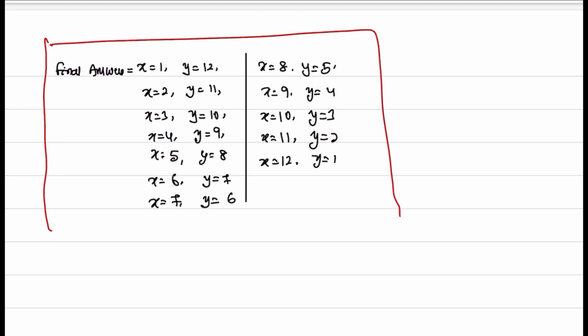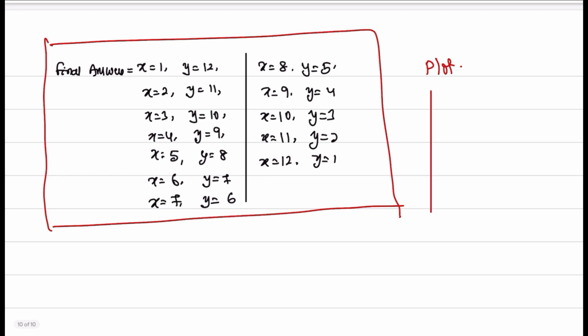Can we plot them? What happens? X plus y is equal to 13. That graph we have to take. Let us try to plot it for positive integers, because ultimately geometrical representation is also required. X is equal to 1, y is equal to 12, let us say here. X is equal to 2, y is equal to 11, let us say here.